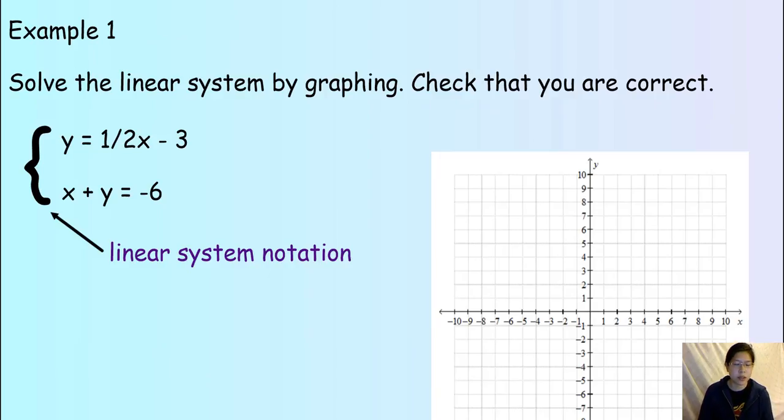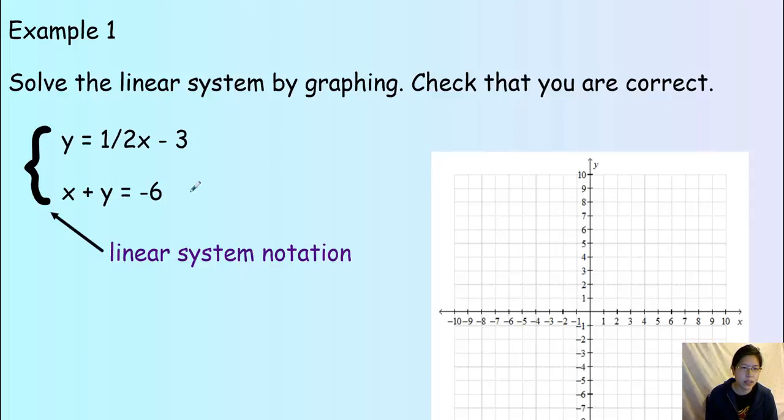So here's an example of a typical question you might see. Solve a linear system by graphing and check that you're correct. You'll see this symbol. This means that this is a linear system. Similar in music, if you have the bars of treble clef and bass clef, you have a system there. It's the same with linear systems. So we have y equals half x minus 3 and x plus y equals negative 6.